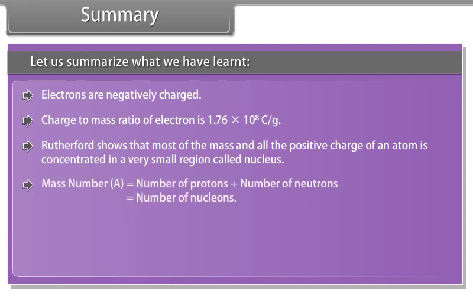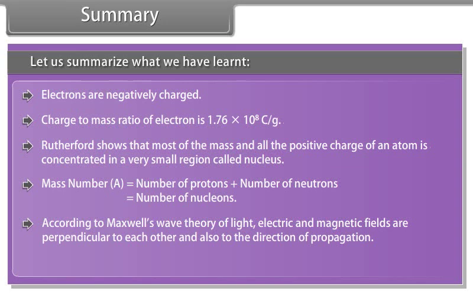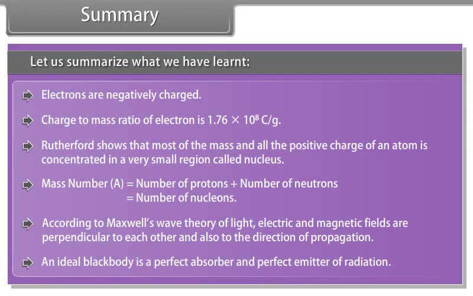Mass number A = number of protons + number of neutrons = number of nucleons. According to Maxwell's wave theory of light, electric and magnetic fields are perpendicular to each other and also to the direction of propagation. An ideal black body is a perfect absorber and perfect emitter of radiation.